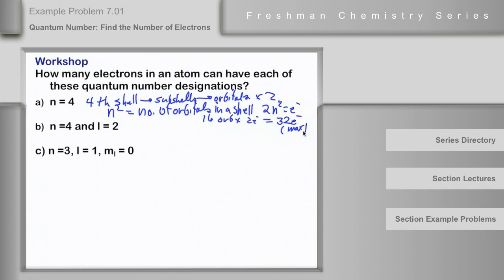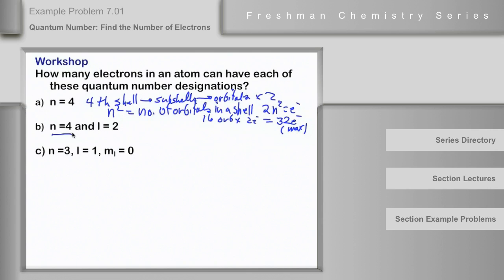Be careful when you answer questions, whether it says what's the maximum number of orbitals or electrons, the answer is different. 2 electrons is the maximum a given orbital can hold. If there are no questions on that one, let's look at B.